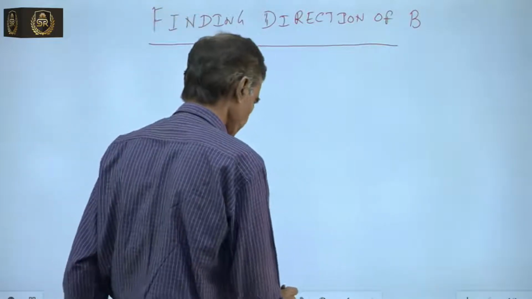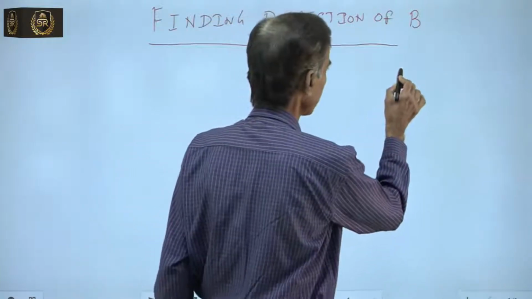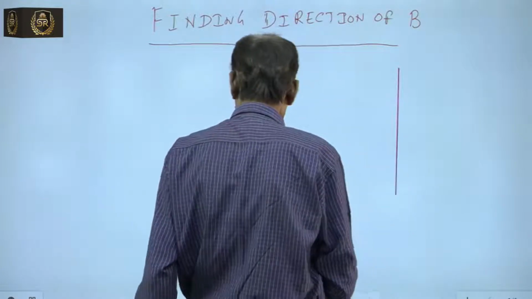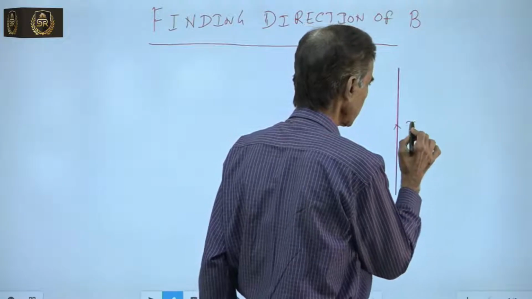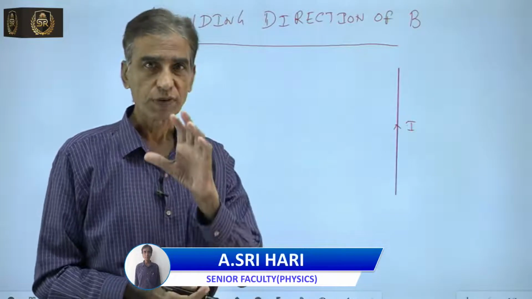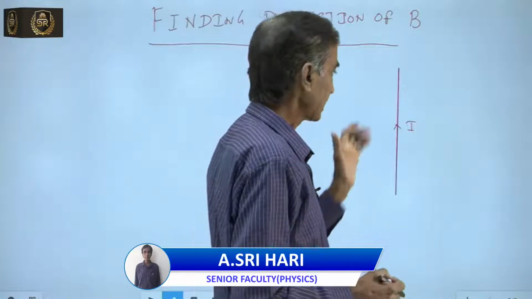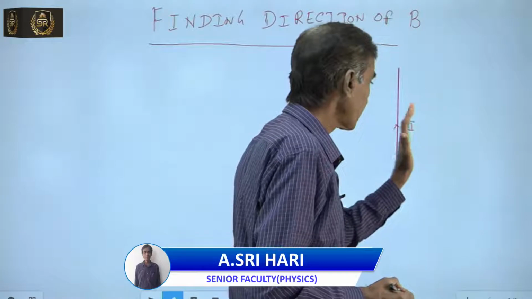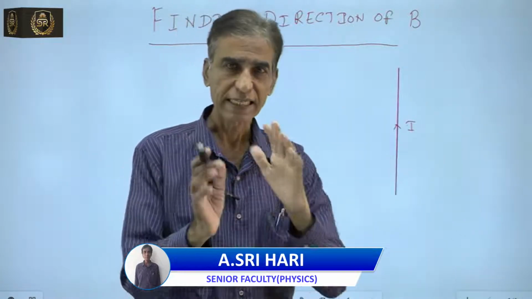That is this one. So this is a straight conductor. This conductor is carrying current I in the upward direction. Now we want to find the magnetic field direction due to this conductor at different points. On the left hand side, what is the direction of the field? Right hand side, what is the direction of the field?